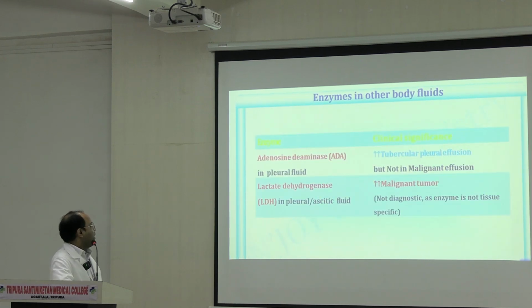Enzymes in other body fluids, like adenosine deaminase, are used to evaluate tubercular pleural effusion. After doing a pleural tap, we send the pleural fluid for ADA level estimation. If the ADA level is very high, we can say this patient is suffering from pleural effusion because of tuberculosis. Okay. Lactate dehydrogenase in pleural or ascitic fluid indicates malignant tumor, as the enzyme is not tissue specific.